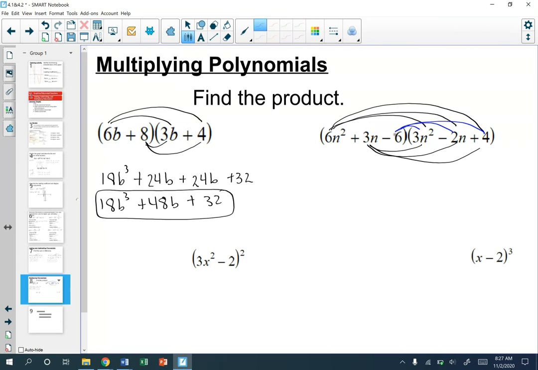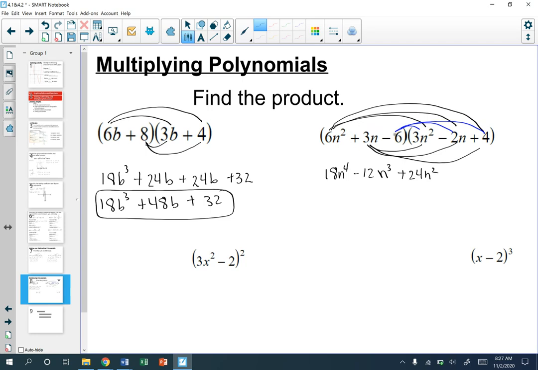All right, so this one's going to get kind of messy. We have 6n squared times 3n squared gives me 6 times 3 is 18, and n squared times n squared is n to the 4th. Now I go 6n squared times negative 2n gives me negative 12n to the 3rd. Now I'm at 6n squared times 4 gives me plus 24n squared.